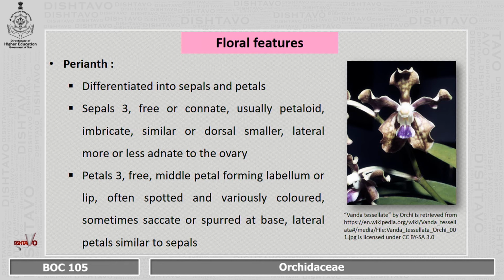Let us look at the floral features. The first is the perianth, differentiated into sepals and petals. Sepals are 3, free or connate, usually petaloid, that means they resemble petals, imbricate, the dorsal one similar or smaller, the lateral ones more or less adnate to the ovary. Petals are 3, free, the middle petal forming the labellum, also called the lip, often spotted and variously colored. In the picture you can see the purple spotting on the lip. Sometimes they are saccate or spurred at the base, like in Dendrobium. Lateral petals are similar to sepals.